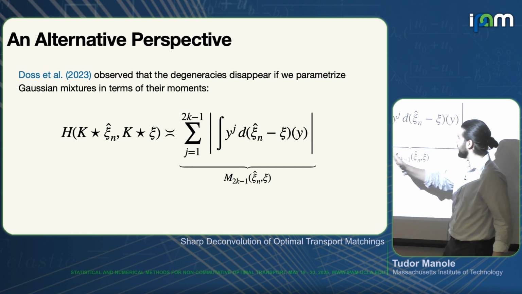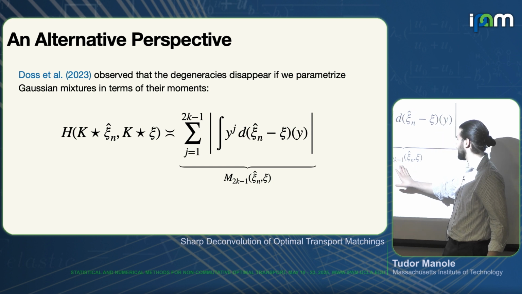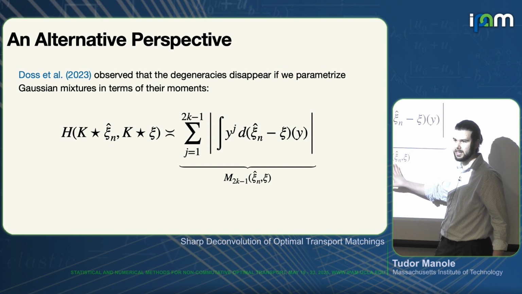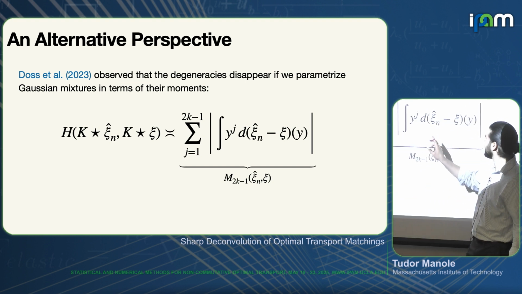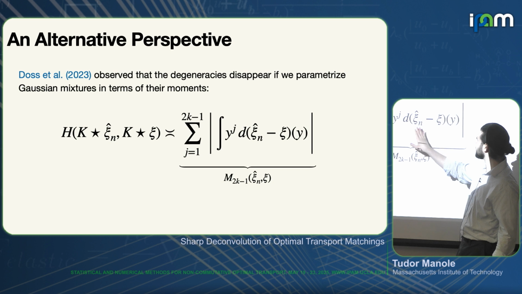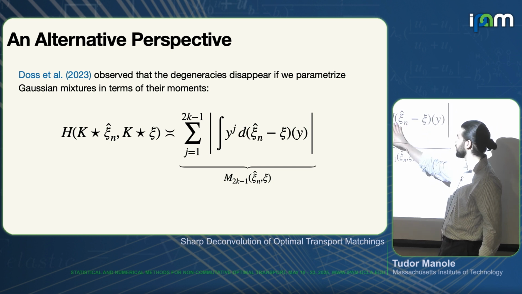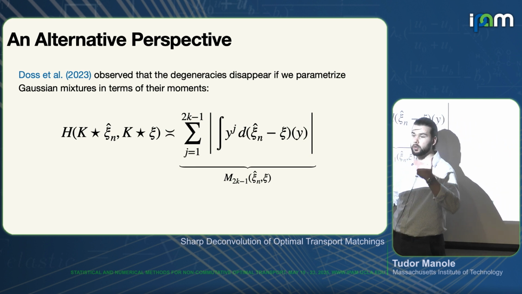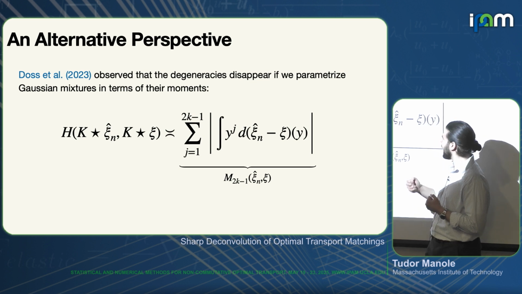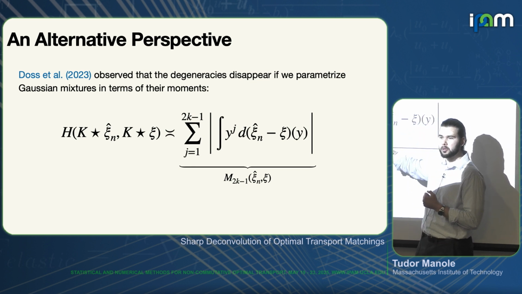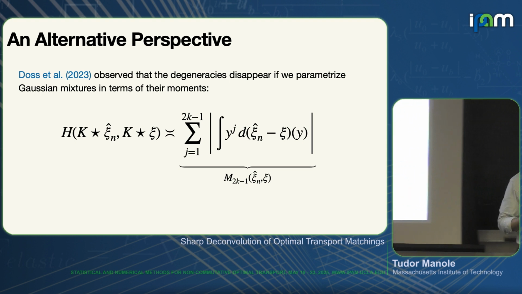It turns out that there is actually a Lipschitz dependence between the Hellinger distance of Gaussian mixtures and now the moments of the underlying signals psi hat and psi. What is this object over here? I'm just measuring the difference between the jth moments of psi hat and psi, and I'm taking the sum of moments up to 2k minus 1. It turns out that 2k minus 1 is the right number of moments to look at. And if I'm parametrizing the problem in terms of these moments, this does have a Lipschitz dependence with respect to the Hellinger distance.